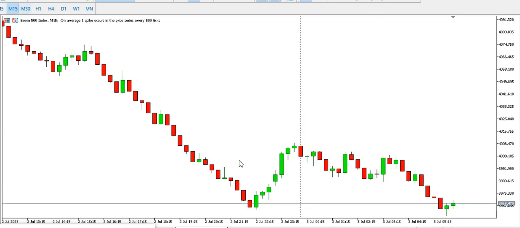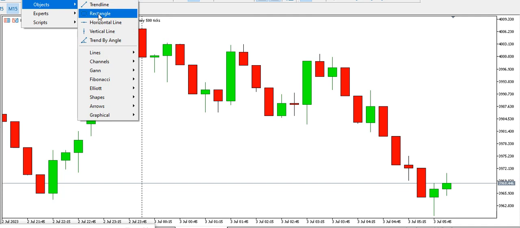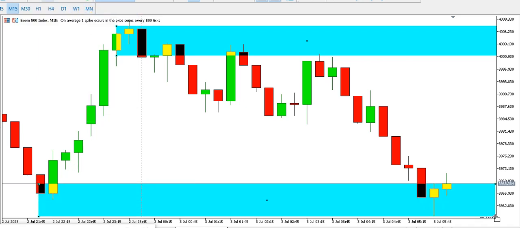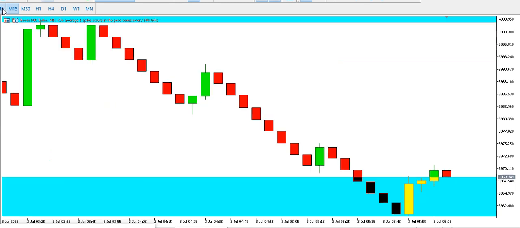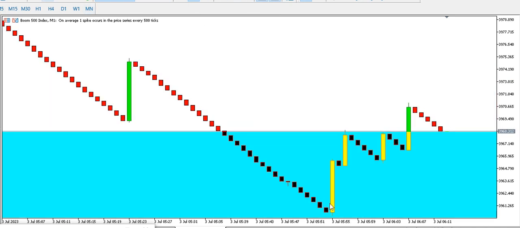On the 15 minutes time frame, we have considered price currently ranging. We might want to watch what might likely happen. We might likely see a break of the range to the downside, which is likely. On the 5 minutes time frame, price is currently bearish. You might want to look for selling opportunities on Boom 500 index.